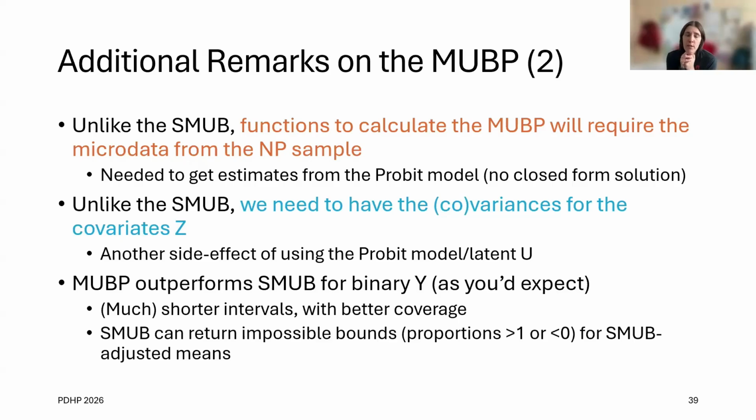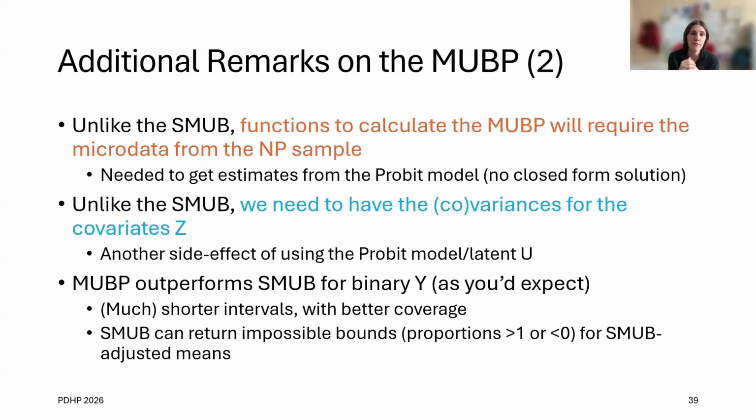So one main difference in implementation that you're going to see in the R code is that for the SMUB, we turned everything into summary statistics, right? The selected sample, the non-selected sample, everything was summary statistics. But the functions to calculate the MUBP need the microdata from the non-probability sample. This is because we're running a probit model. We need the microdata to run the probit model because there's no closed form solution for those beta hats. In linear regression, I can give you those estimates, the beta hats for y given z, with just sufficient statistics. I can just have means and variances and covariances, and I can tell you what those beta hats are. That is not true for the probit model.